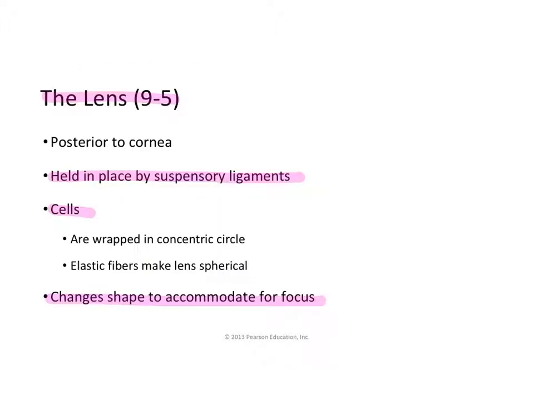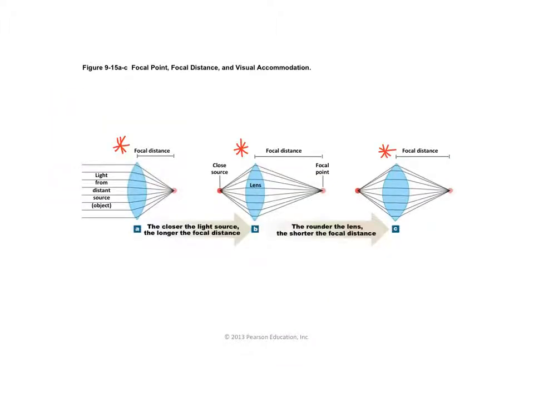Now, the lens is held in place by the suspensory ligaments, and it changes shape to accommodate for focus. This shows you three things. Know this: the closer the focal distance is to the light source, the longer the focal distance. And the rounder the lens, the shorter the focal distance. So this shows you when the focal distance is short, long, or just right.